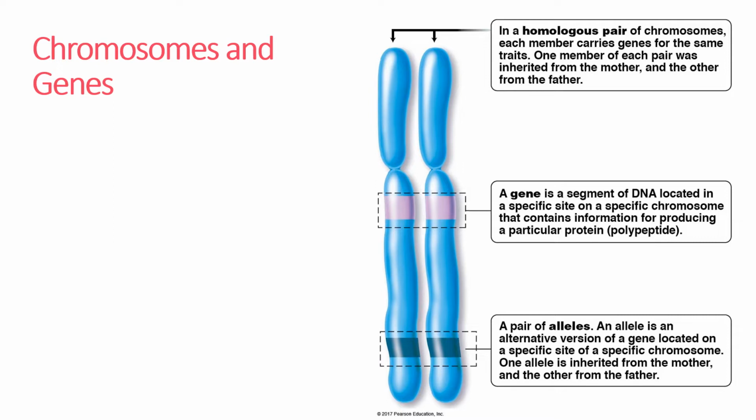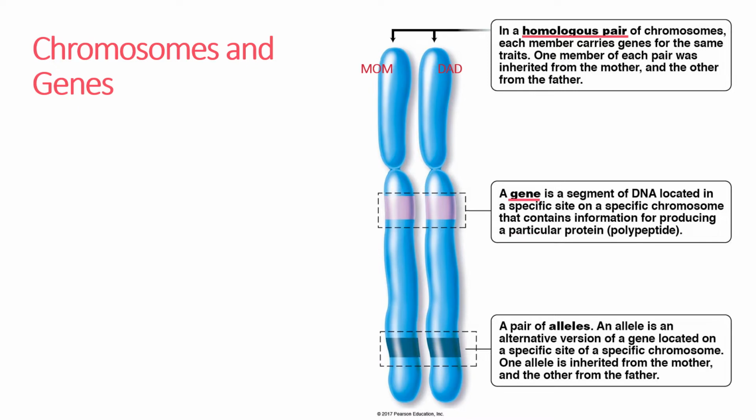So first off, we're going to start with chromosomes and genes. And remember that each of us has 23 pairs of chromosomes. One of each pair came from mom and the other from dad. The word we use to describe this is homologous. We have homologous pairs of chromosomes, and they're homologous because each of the chromosomes in the pair carries the information for the same traits. So in other words, each chromosome carries the same genes.